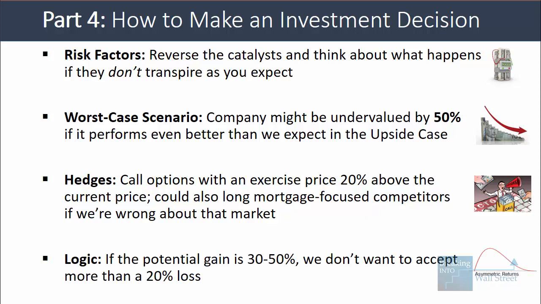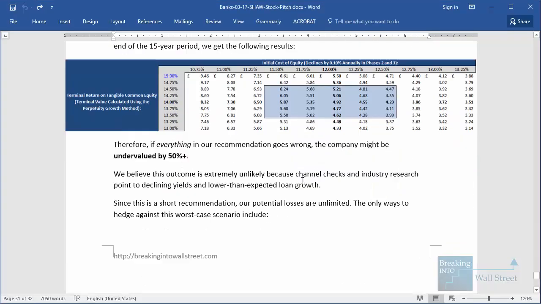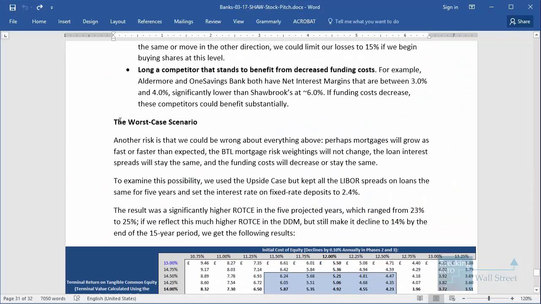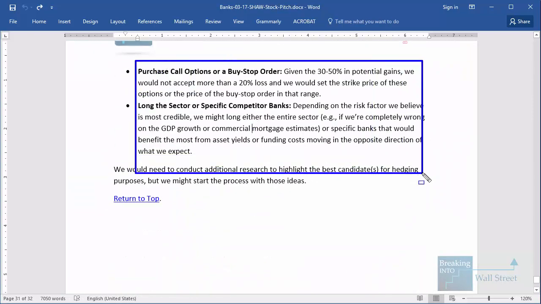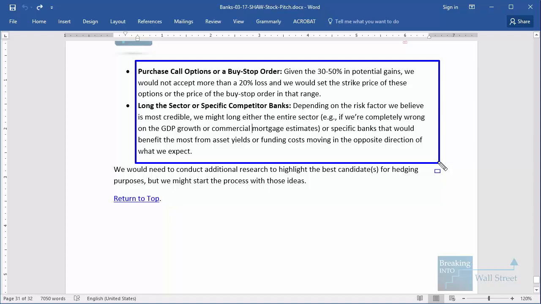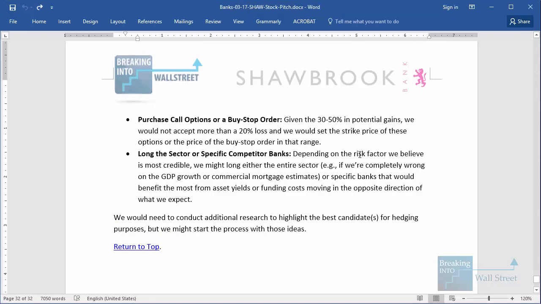The basic logic is that if our potential gain is anywhere from 30% to 50%, we don't want to lose 30 to 50%. We want to limit ourselves to more like a 20% loss. And so that's why we recommend call options with an exercise price in that range. And again, if you look at the whole detailed stock pitch, we go into this and we look at the worst case scenario toward the end, and we give some specific recommendations on the call options or a buy stop order or ways to long the sector as a whole or other banks that are competitors of Shawbrook.